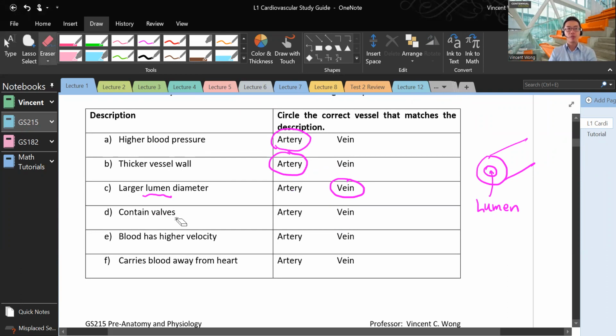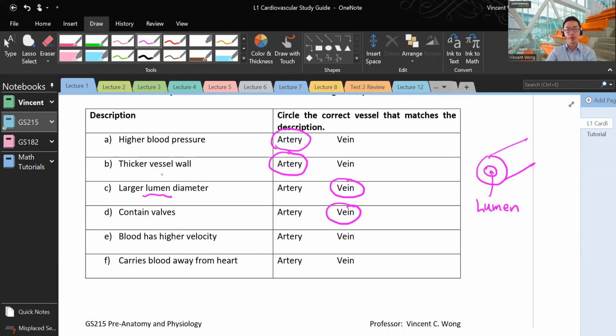Contain valves. Does artery contain valves or does vein contain valves? It is the veins that have the valves, because the pressure in the veins is quite low, and we need the valves to help return the blood to the heart, right? Okay. We call that venous return.